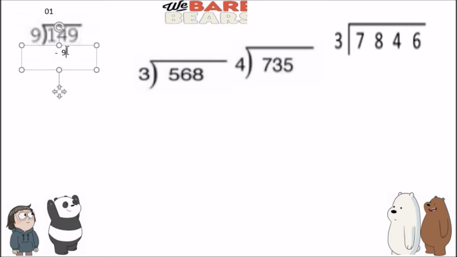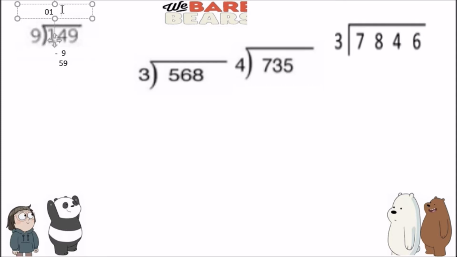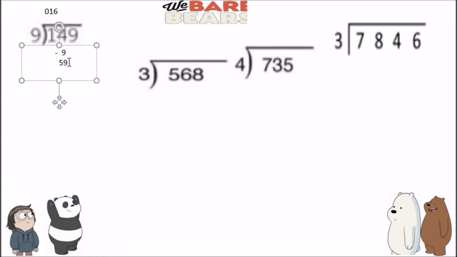14 minus 9, which is 5, and then you put 5 over there. Then you need to bring the 9 down here, make it 59, combining both digits together again. Then you see how many times 9 goes into 59, which is 6. Yeah, it's 6. So you put 9 times 6, which is 54.